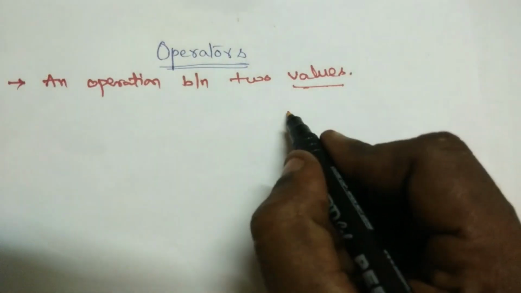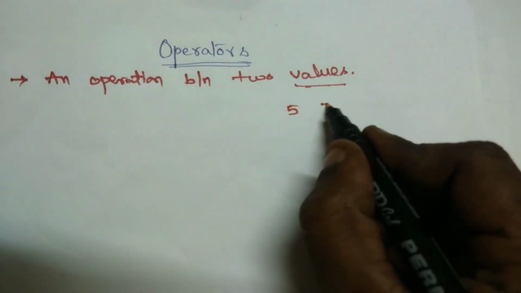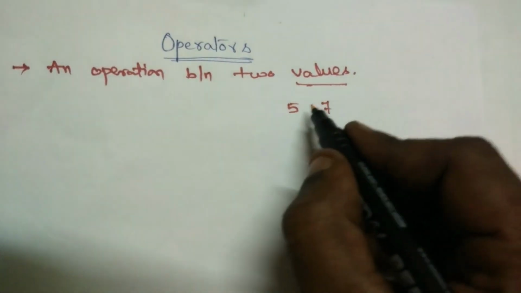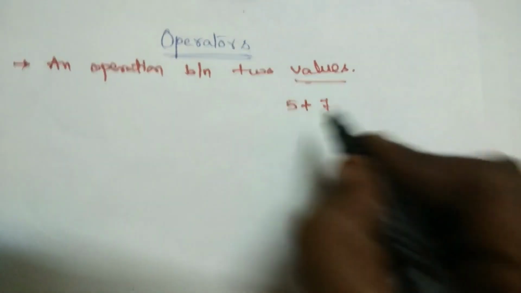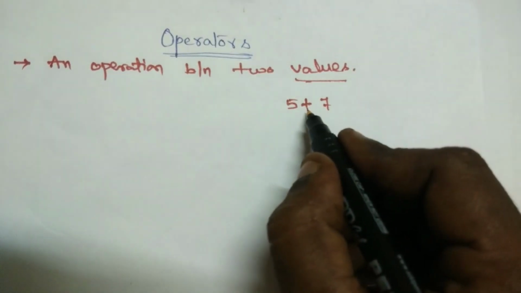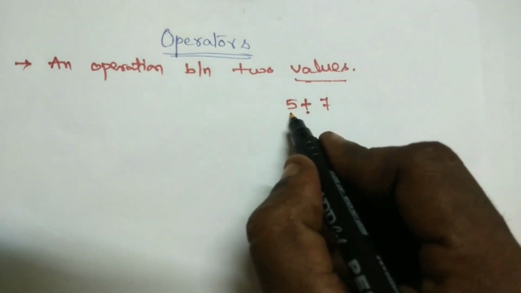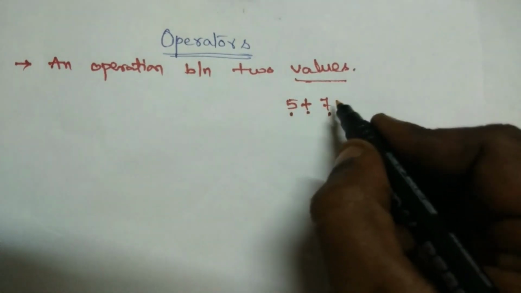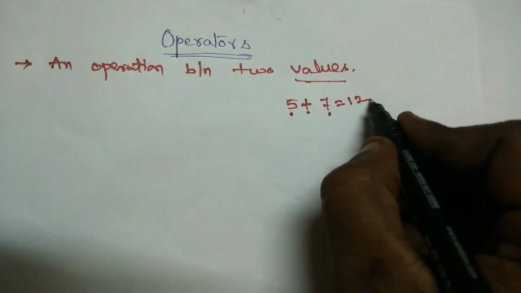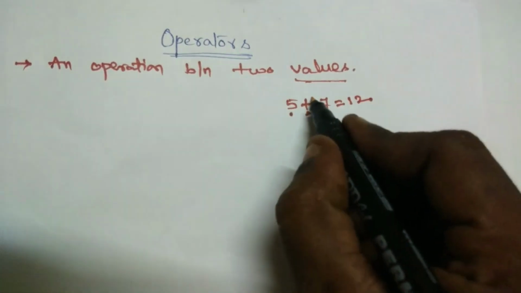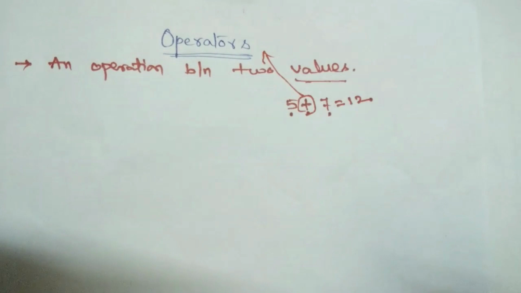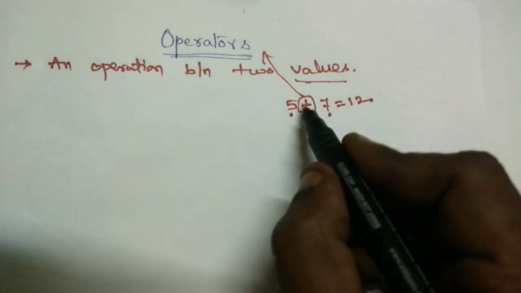Suppose, for example, 5 is one value and 7 is another value. In between, I can put the plus. It is one symbol, the addition symbol. What can it do? It can add the value 5 and the value 7. That is, the value is now 12. Here the plus is called an operator.